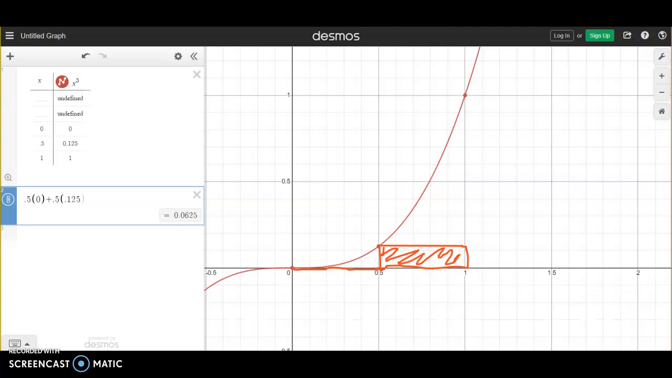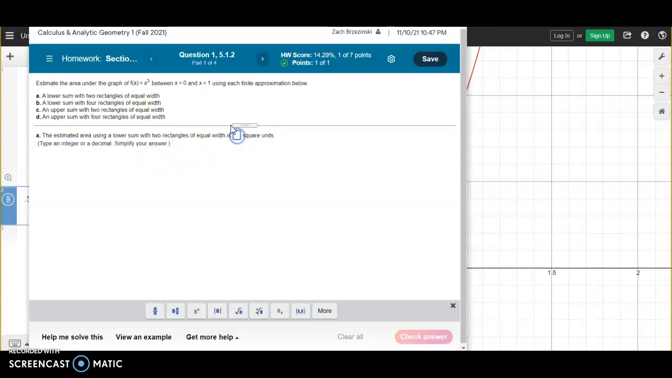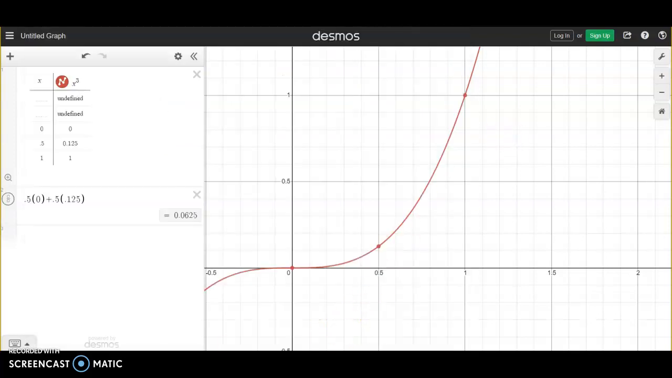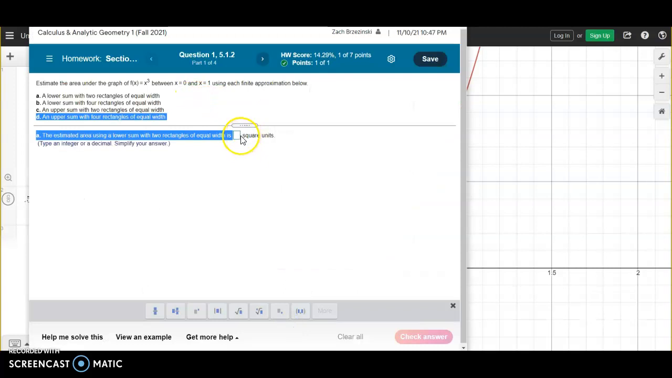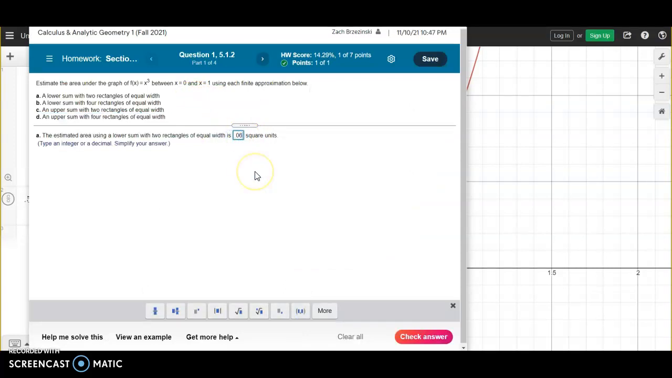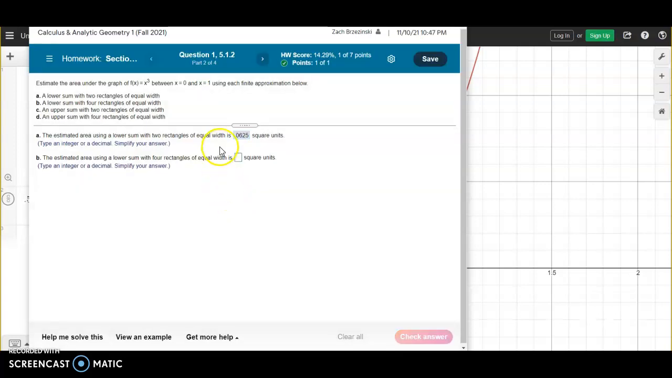Alright. And so 0.5 times 0.125 is 0.0625. So we can go back to our problem. 0.0625. Alright, now we're going to do the exact same thing with the left-hand endpoints because it's a lower sum, except we're going to be doing it with 4 rectangles.